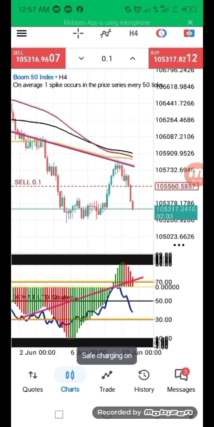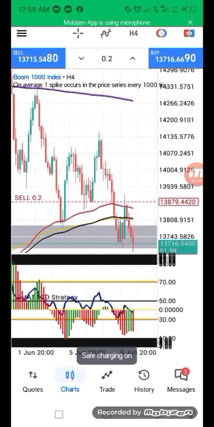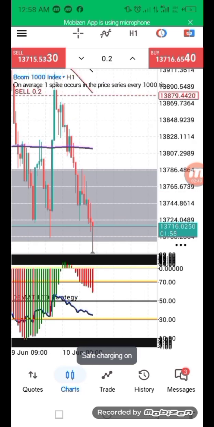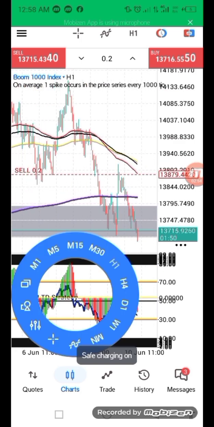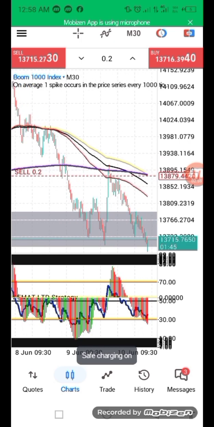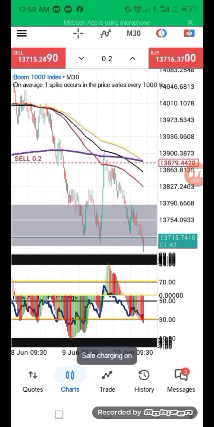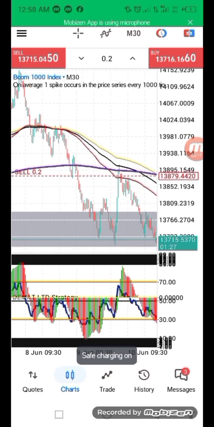So let's look at Boom 1000 also quickly. Okay, it depends on the time frame. You can get this setup on different time frames. Here this setup is on the 30-minute time frame. Price retraced to the exponential moving average zone.